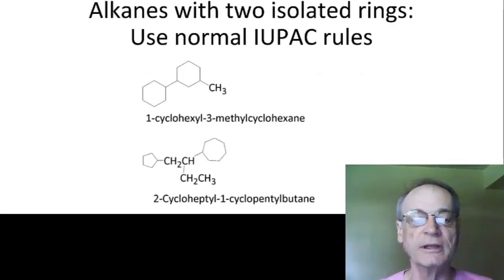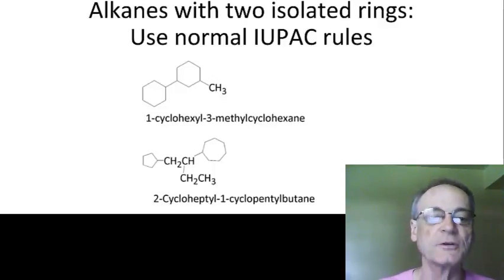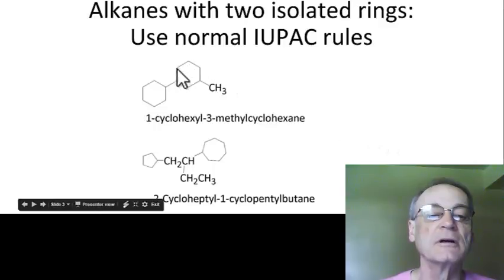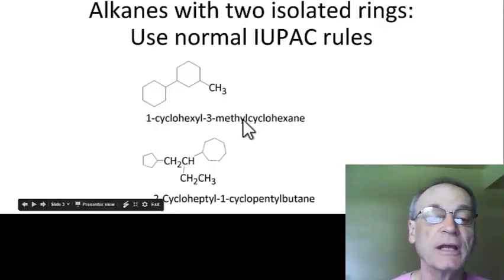So let's start with the simplest kind. Those are where the two rings are isolated from each other. The rules say we just use normal IUPAC rules. So for example, in this compound, we're going to use that as the base part of the name because it has two different groups attached to it. This one only has one, so this is going to be the base part of the name. And so therefore, cyclohexane is the main part of the name.